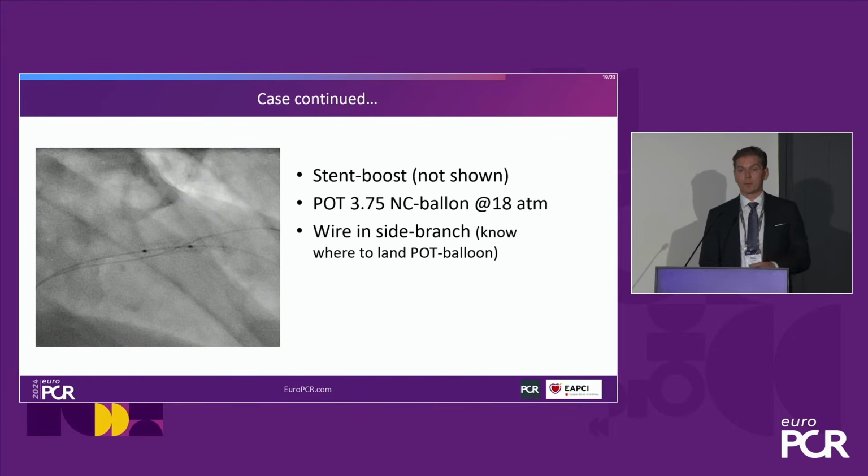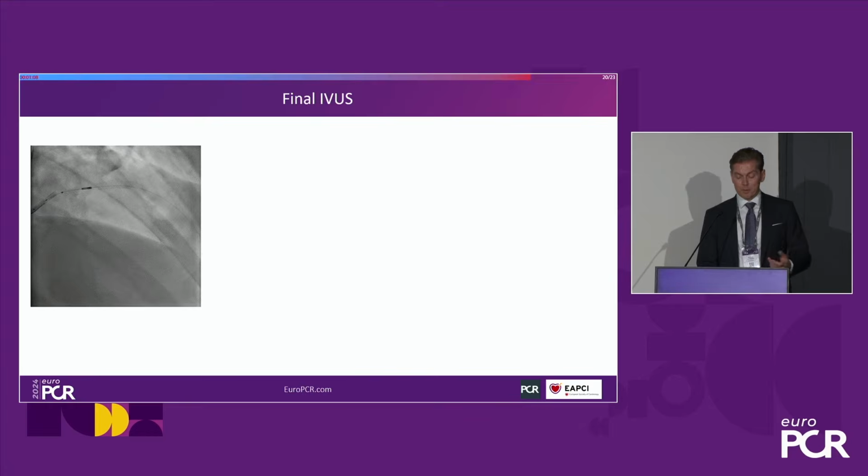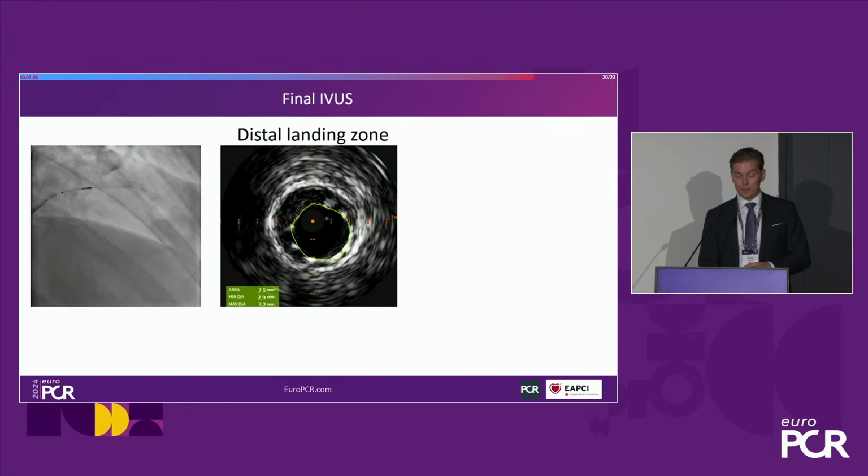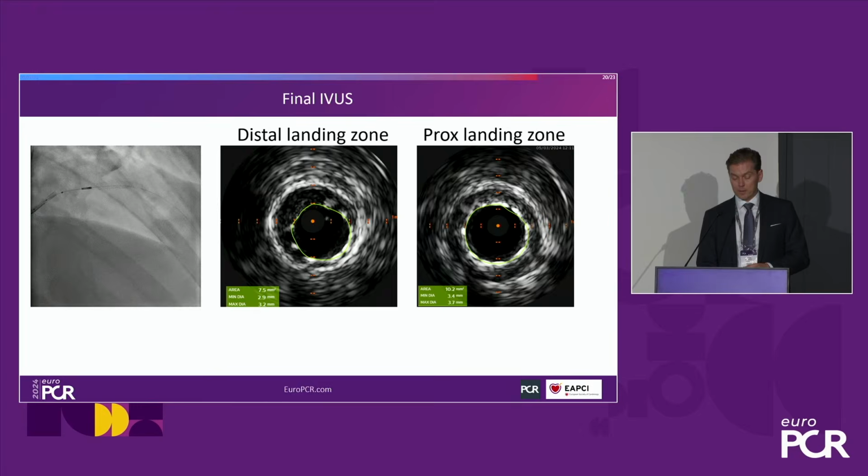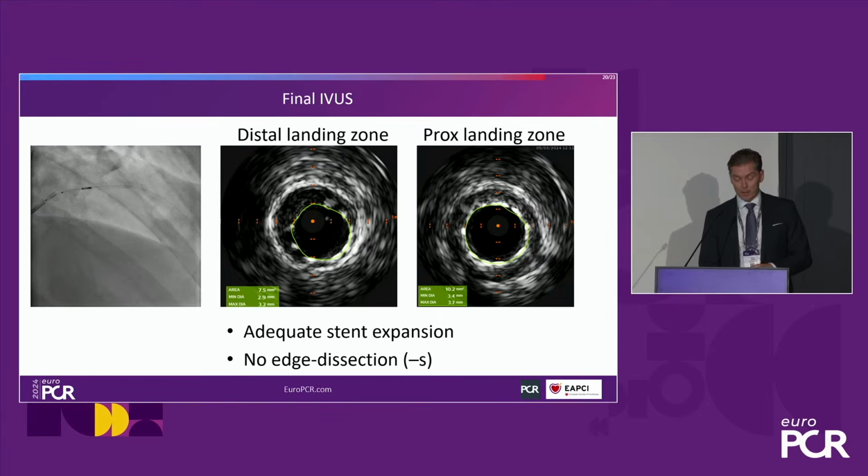Obviously, we need to do proximal optimization therapy, so we're using StentBoost. Unfortunately, I didn't have that saved, but a really nice thing is to just use the wire in the side branch to know where you're at. We used the 3.75 NC balloon at high pressures, and we knew that we modified the carina accordingly as well. Then we just did the final IVUS and checked the distal landing zone, which looks good, no dissection. The proximal landing zone also looks good, no dissection, and we have a good stent expansion throughout as well.